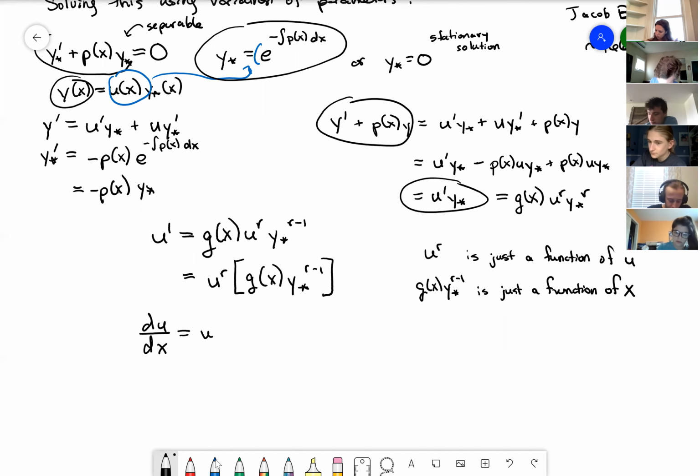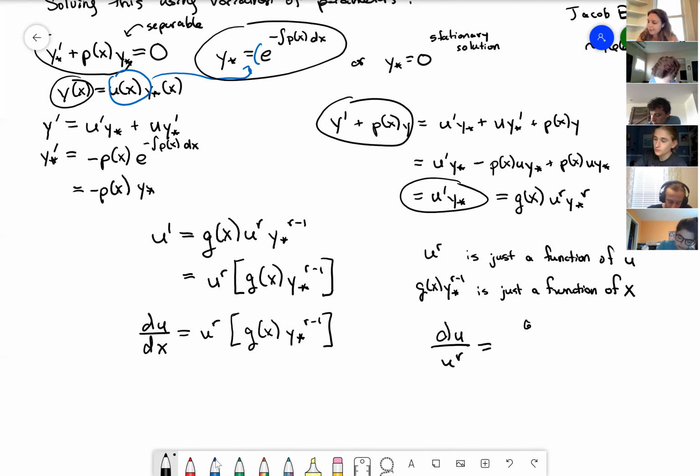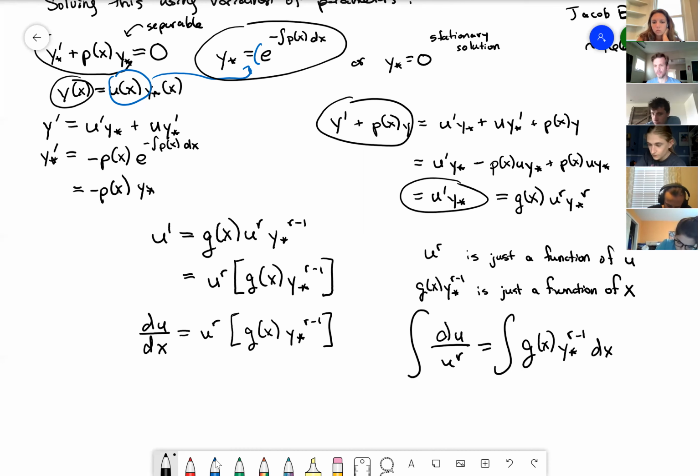And we have a function just in terms of u, and we have a function just in terms of x. And so we can rewrite this as du over u to the r is equal to q of x, y star to the r minus one, dx. Integrate both sides. Of course, this is solving a separable ODE. So we have separated our variables. Going forward from this point, we're looking at what specifically is q of x and y star.